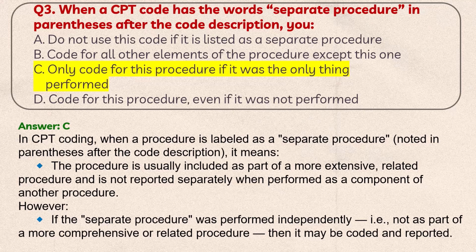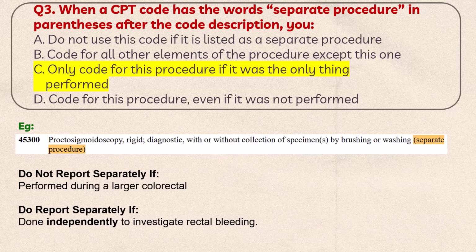However, if the separate procedure was performed independently, that is, not as a part of a more comprehensive or related procedure, then it may be coded and reported. So I'll show you an example. Here you can see the code 45300 is proctosigmoidoscopy, rigid, diagnostic with or without collection of specimens by brushing or washing. Within brackets it says separate procedure.